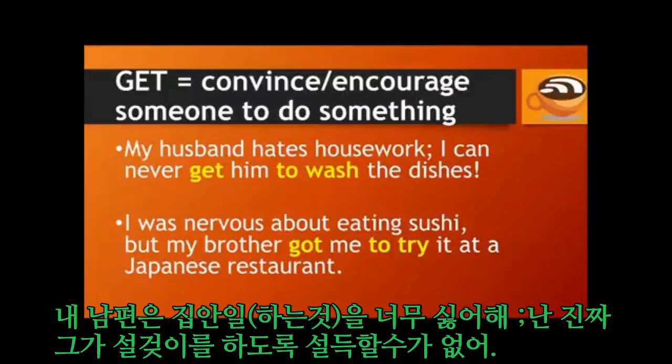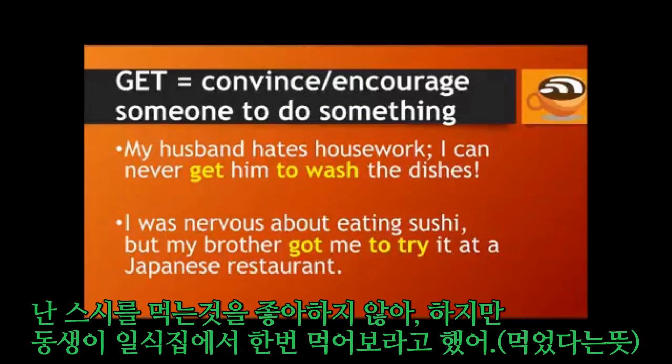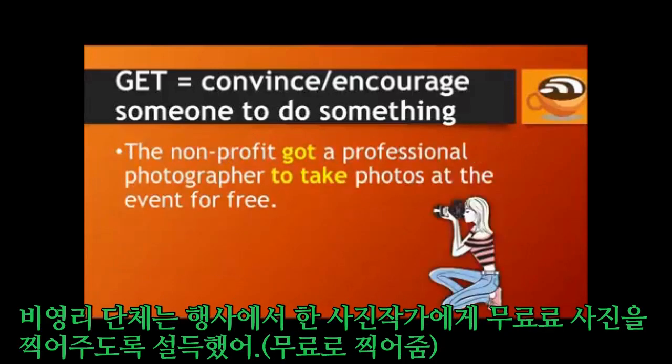My husband hates housework. I can never get him to wash the dishes. I was nervous about eating sushi, but my brother got me to try it at a Japanese restaurant. The nonprofit got a professional photographer to take photos at the event for free.